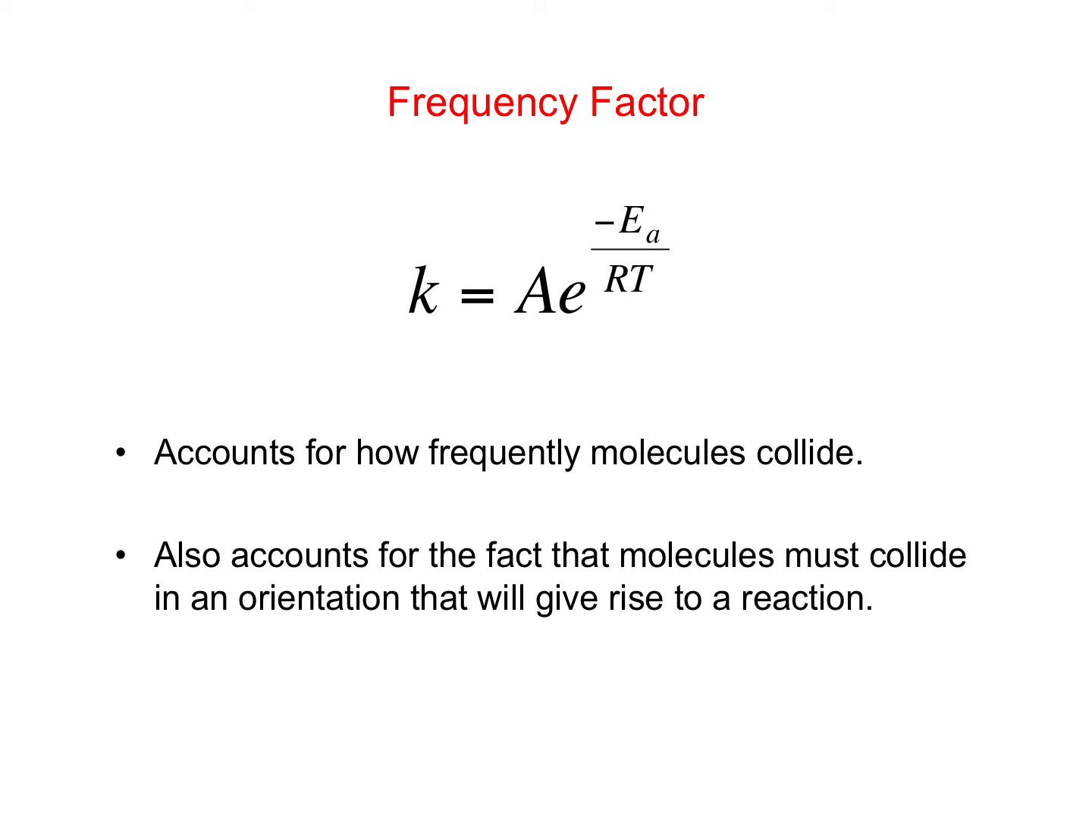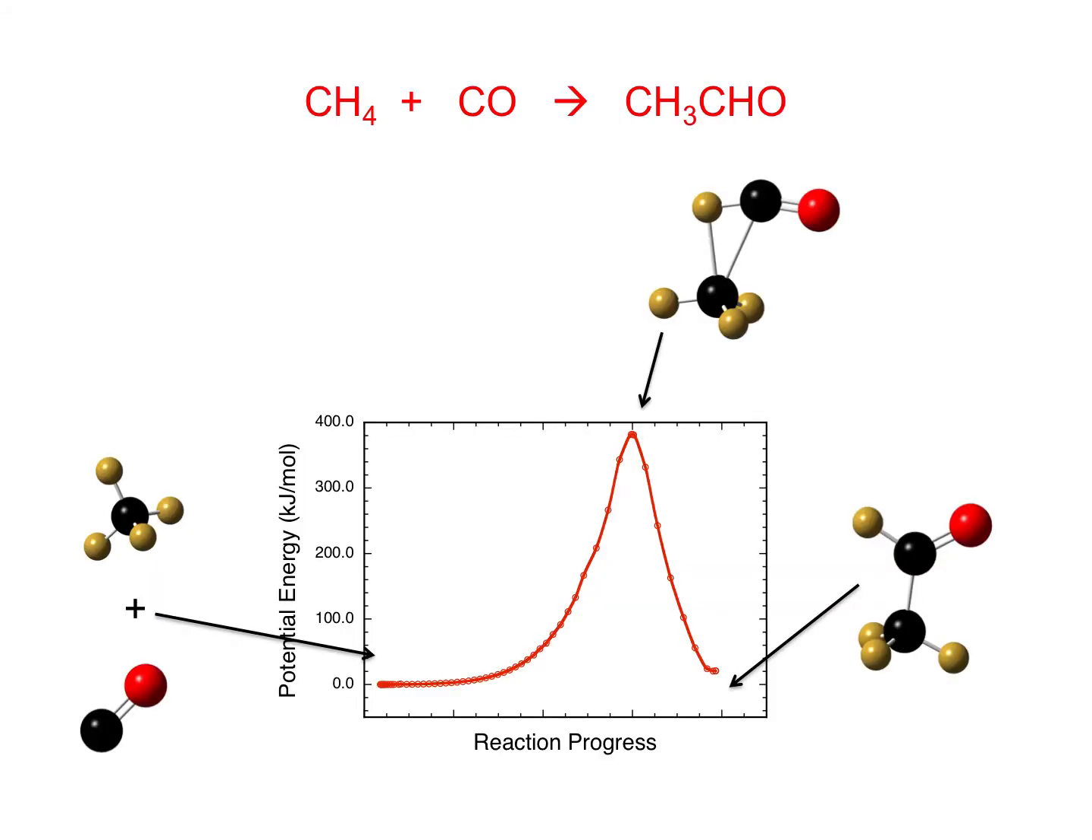So let's go back to the reaction between carbon monoxide and methane. In order for this reaction to happen, the carbon end of carbon monoxide has to be the end that collides with the methane. If the oxygen were to hit the methane, we don't want to make an oxygen-carbon bond. We want to make a carbon-carbon bond. And so even if the molecules have enough energy to get over the activation energy, if they don't collide in the proper orientation, then they're still not going to react. Mathematically, this is accounted for in the frequency factor, or the A in the Arrhenius equation.